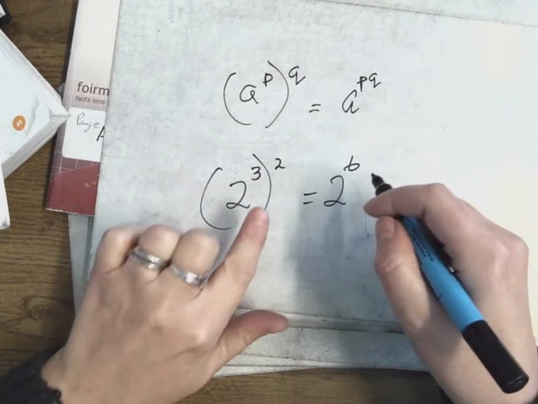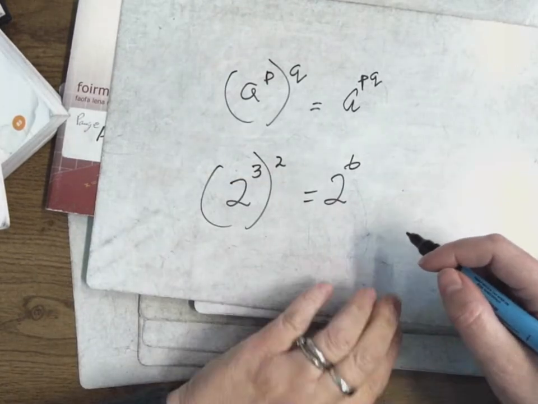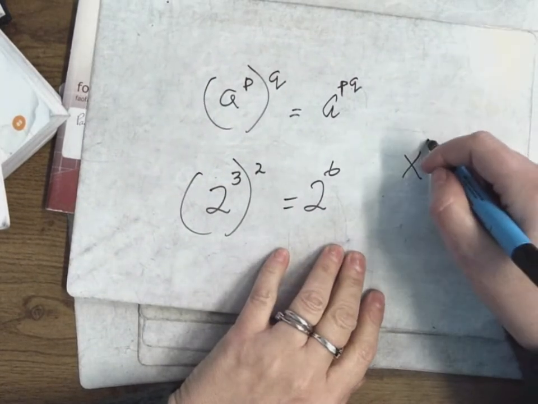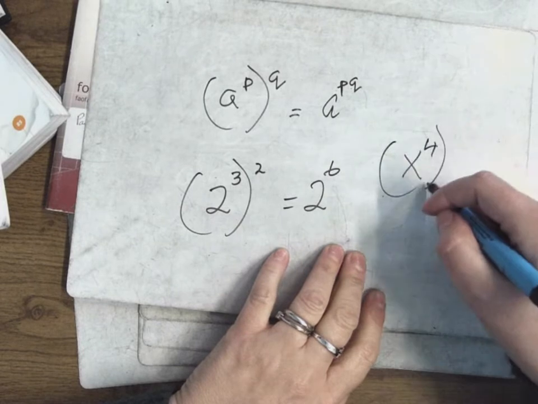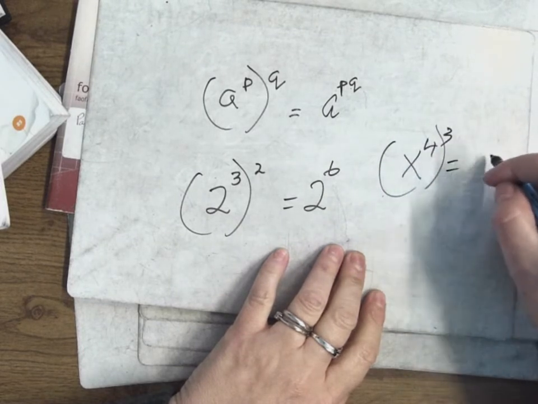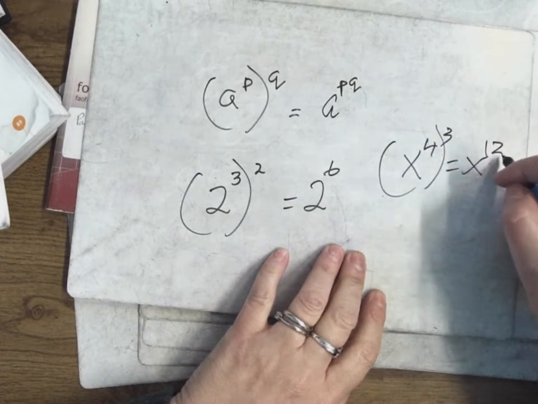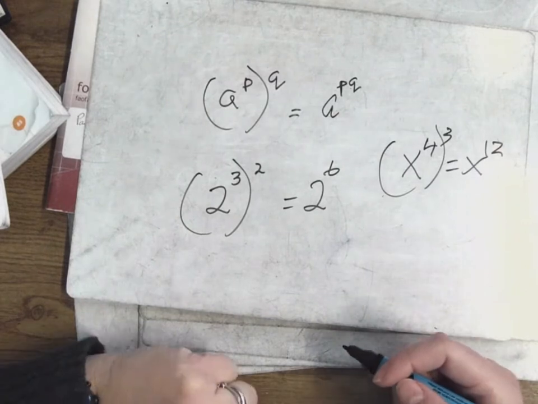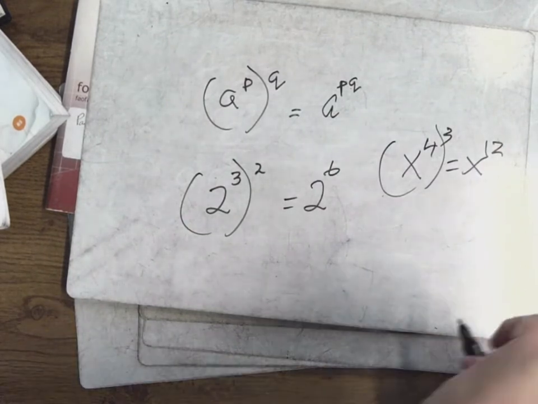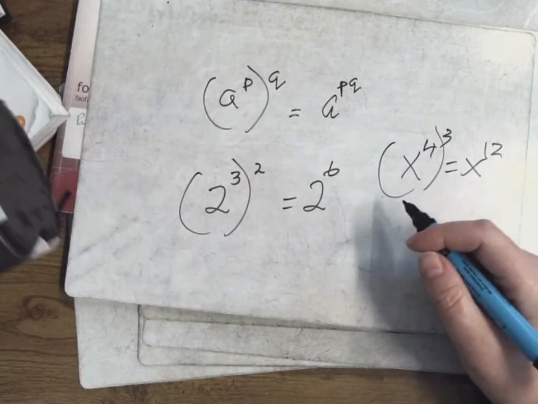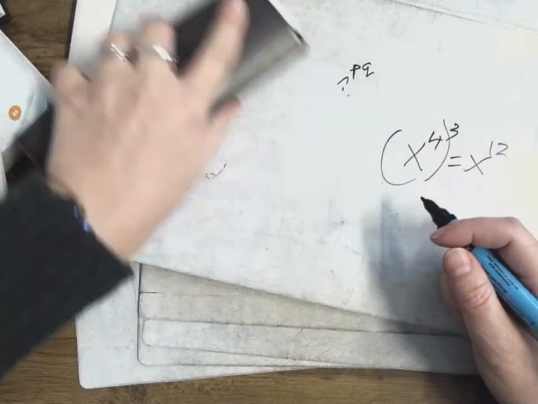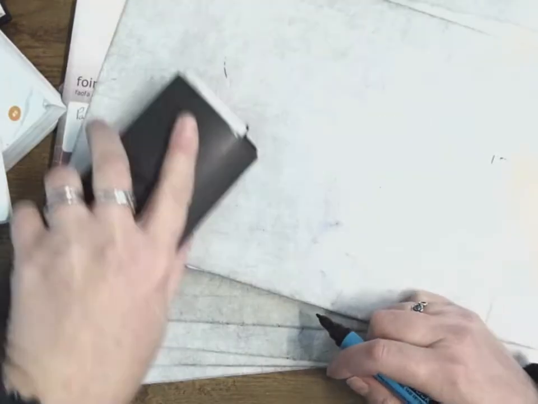2 to the power of 6. 3 multiplied by 2 is 6. Right? If you have x to the power of 4 all to the power of 3, what's my answer? X to the power of 12. Right? Got the next rule? Is that okay? Making a lot more sense this time around?